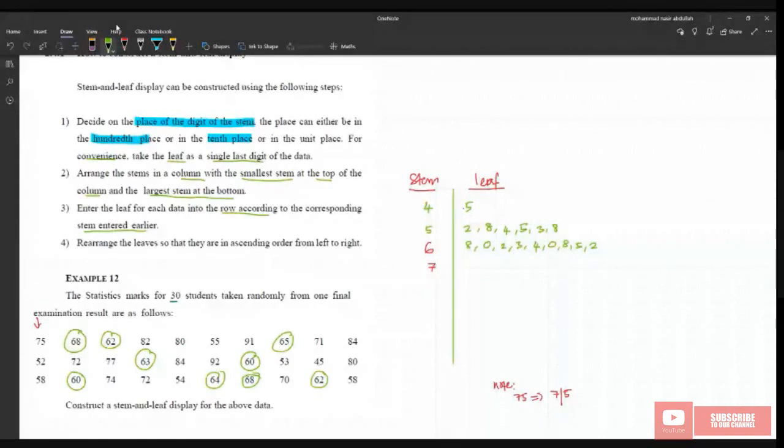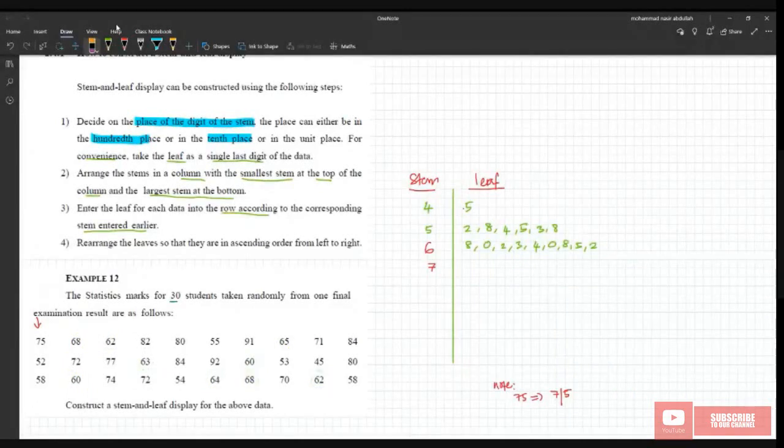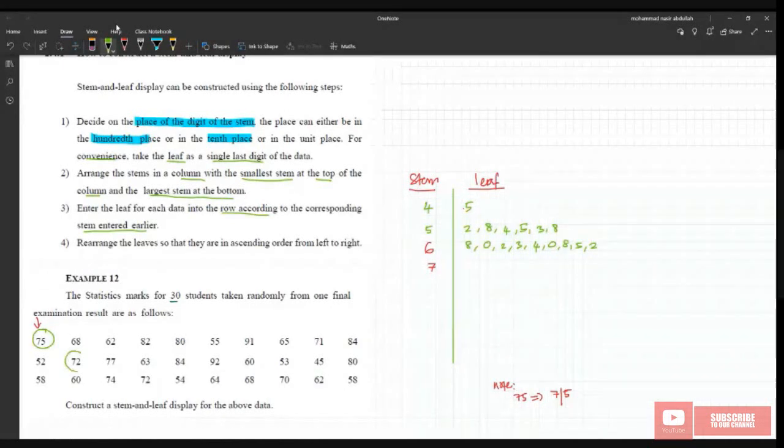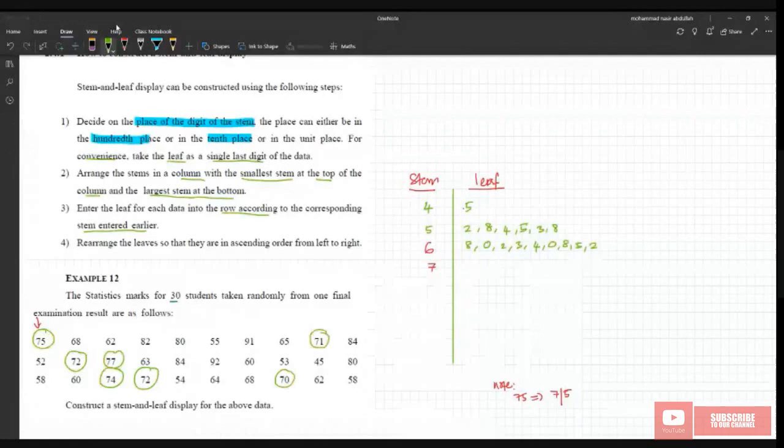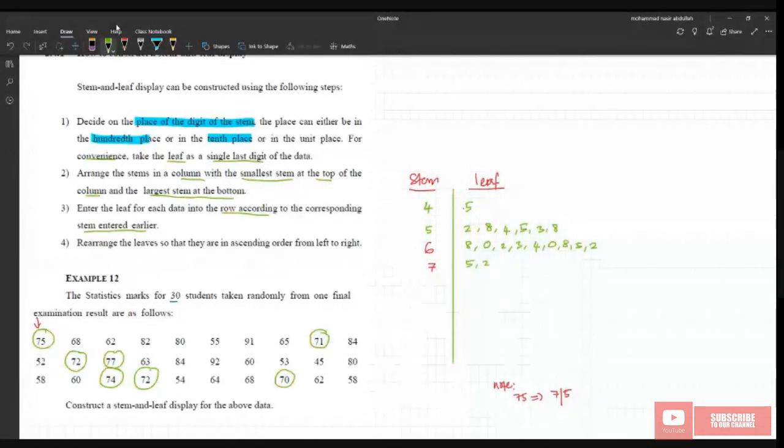Okay. Next, move to the 70 something. So for 70, we have 75, 72, 77, 74, 72, and 70, 71. That's all, right? So we have 5, 2, 7, 4, 2, 0, 1. Is it? Do we have more? I think that's all, right?